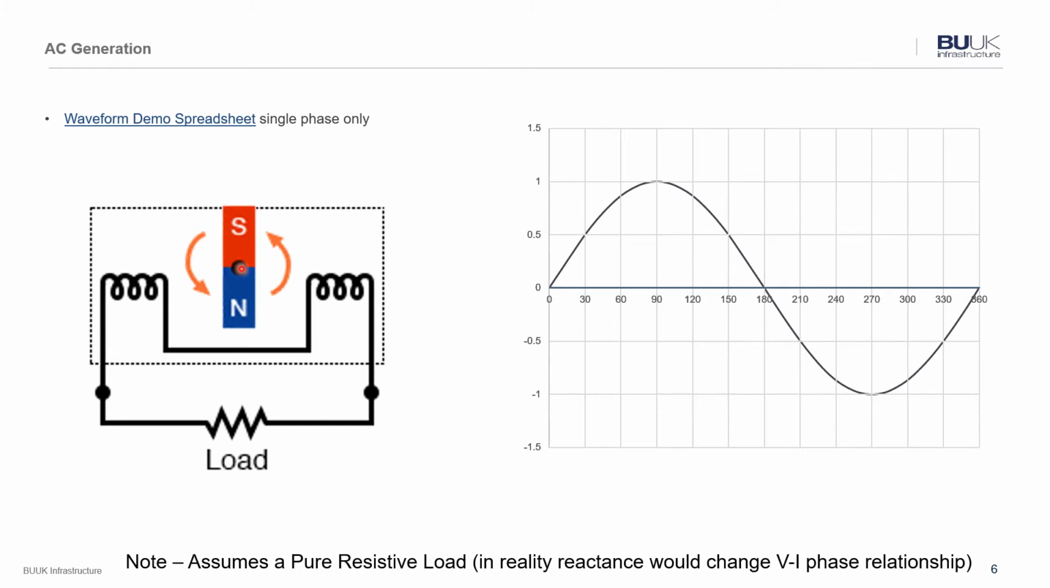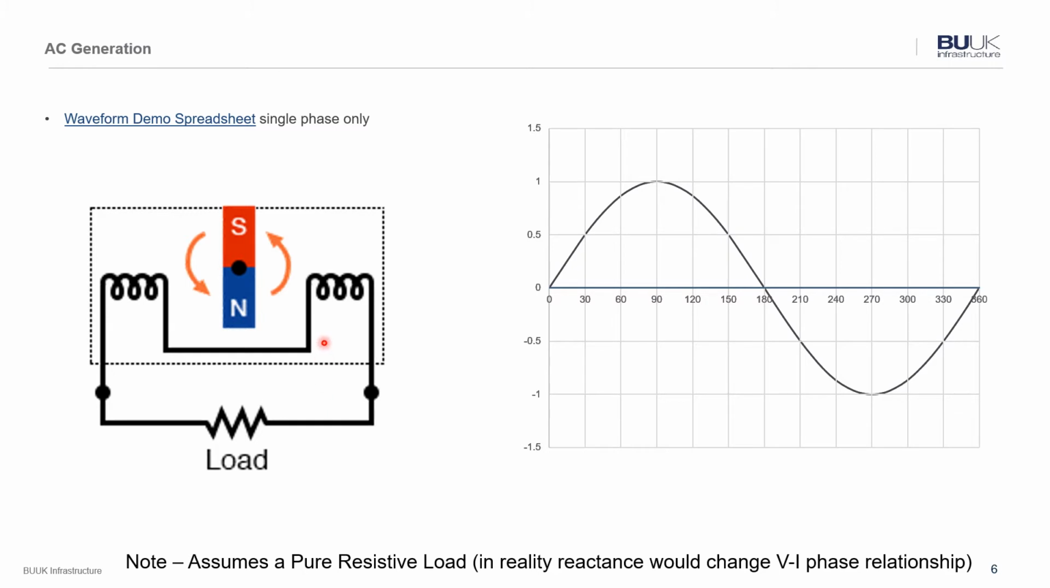You'll notice also that I'm showing the rotation of the magnet in an anti-clockwise direction. If we were to do it in a clockwise direction, what we'd find is that the output would go anti-phase. It would go down first and then it would go positive. And this is quite important when we start looking at relative phase directions when we end up moving to three-phase systems. And it's also worth noting that this is for assuming a purely resistive load.